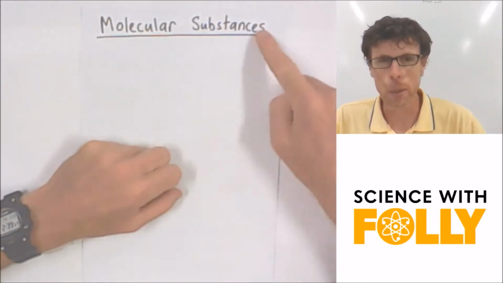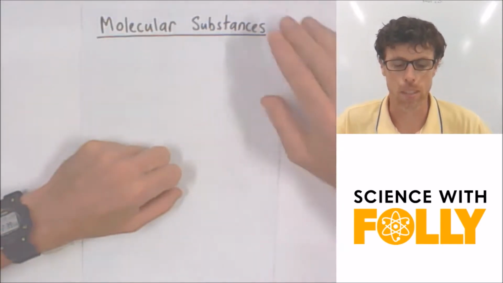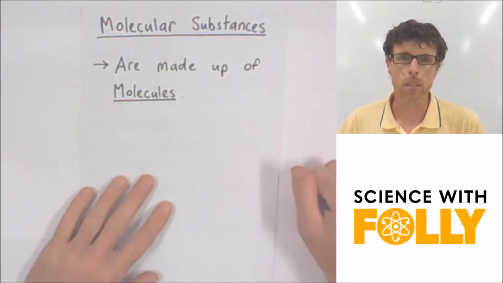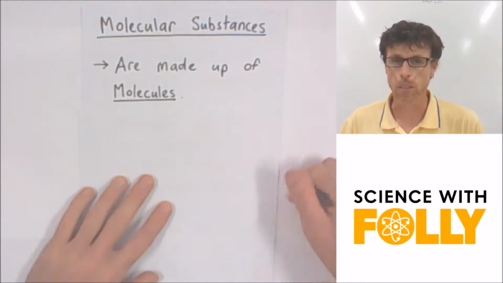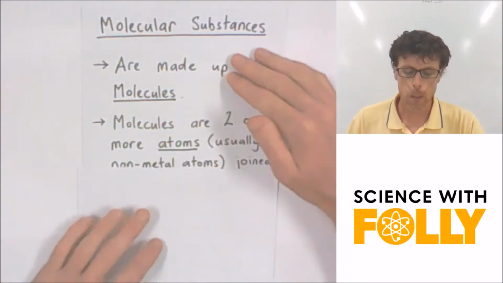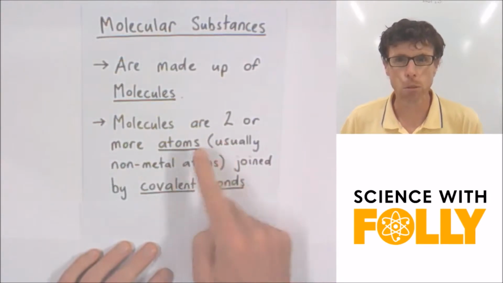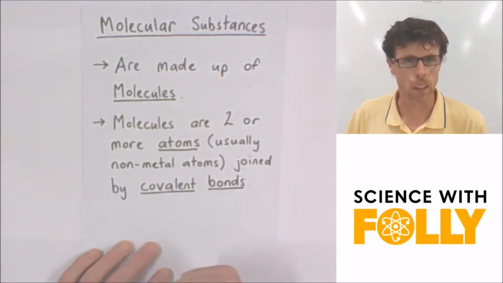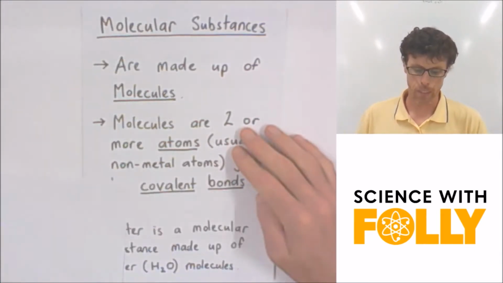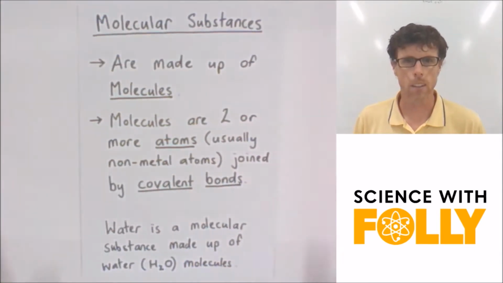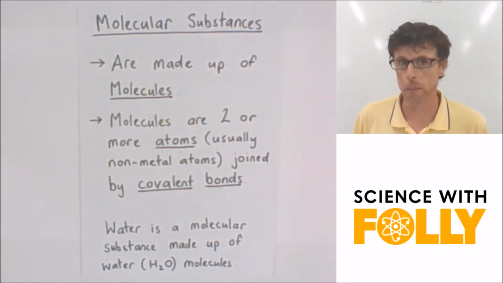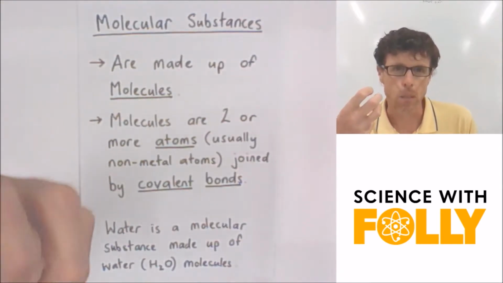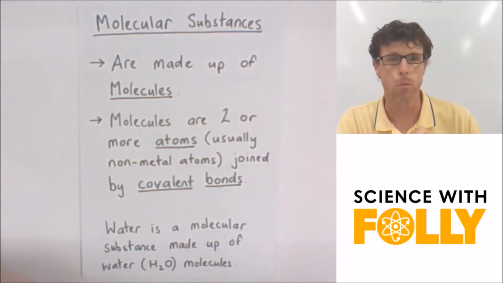Today, we're going to be learning about molecular substances. First thing we need to know is that all molecular substances are made up of molecules. And what's a molecule? Well, a molecule is two or more atoms, usually non-metals, joined together by covalent bonds. For example, water is a molecular substance and it's made up of water molecules. If I've got a glass of water, there's millions and millions of water molecules in that glass of water.